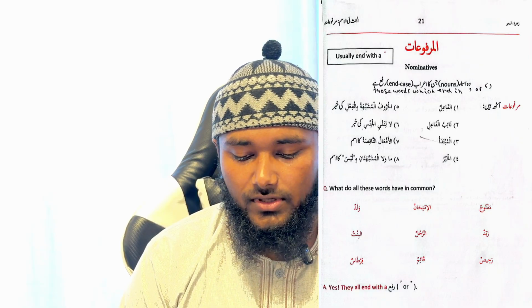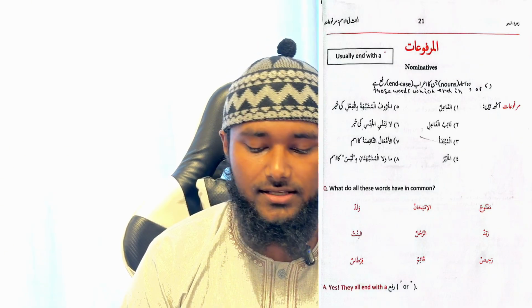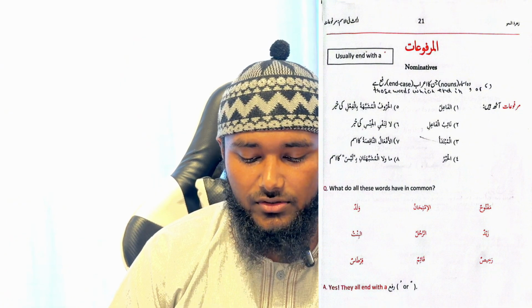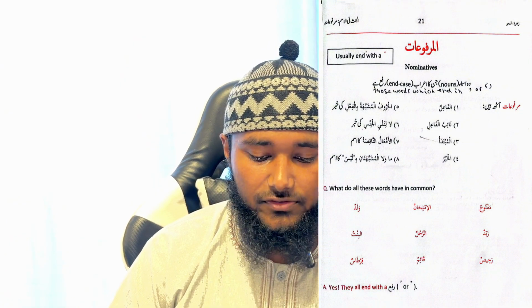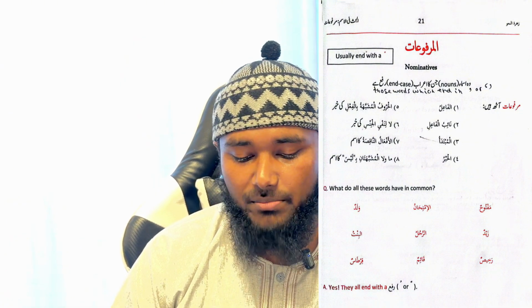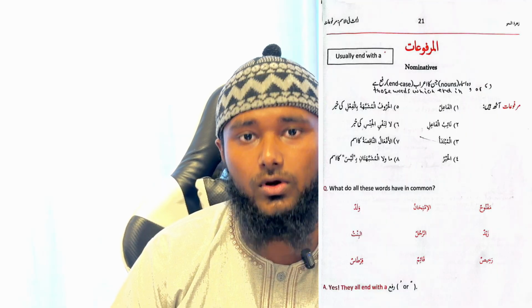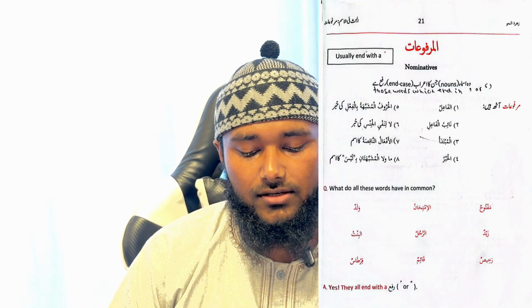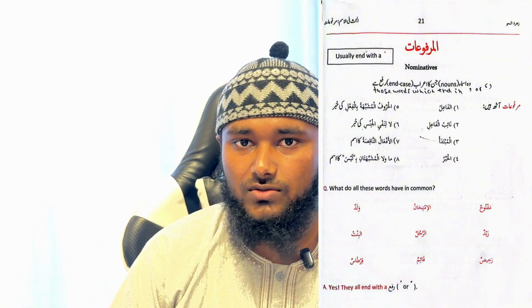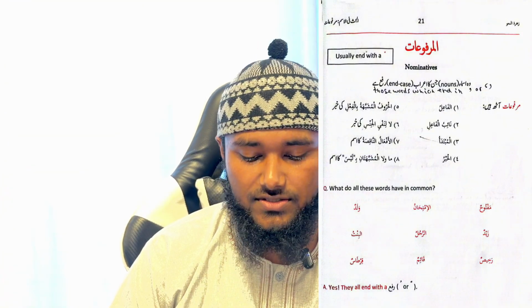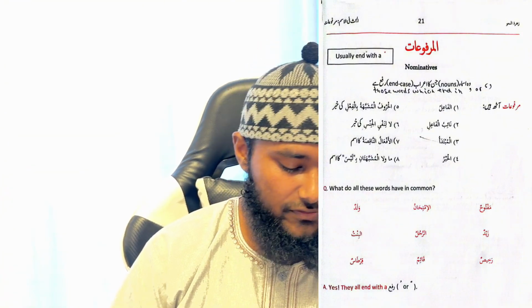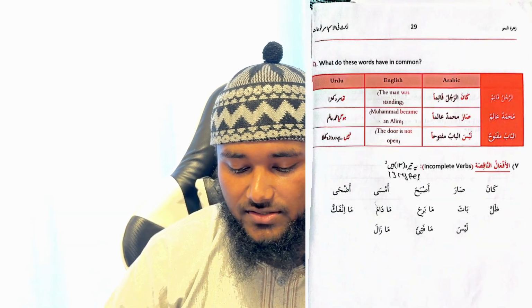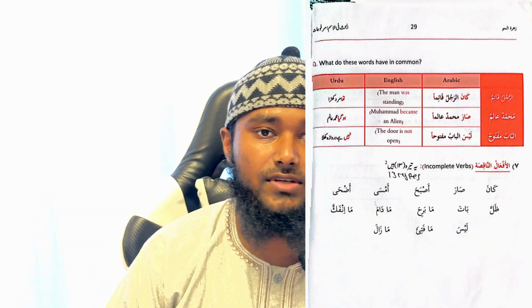Okay, so the first was Al-Fa'il. The second was Na'ibul Fa'il. The third was Al-Mubtada. The fourth was Al-Khabar. The fifth was Al-Huruf Al-Mushabbahatu Bil-Fi'il, also known as Inna wa Akhawatuha. And then was La li Nafyi al-Jins. And now we are in the chapter of Al-Af'alun Naqisa, and that just means the incomplete verbs.